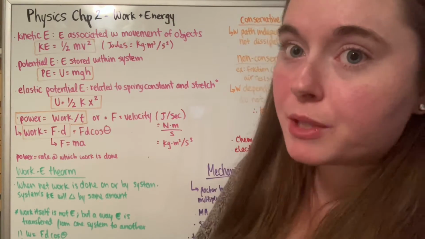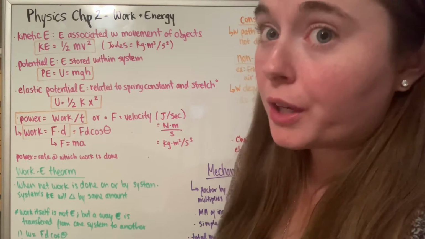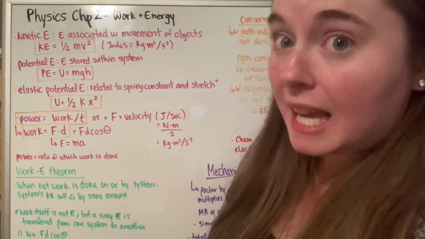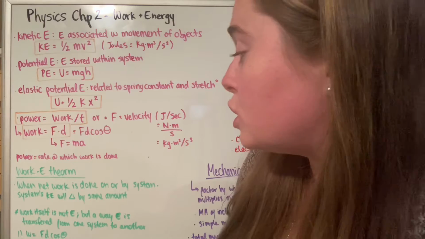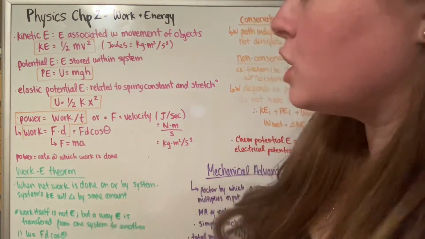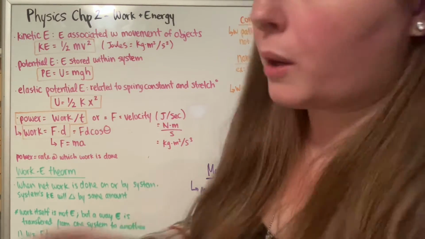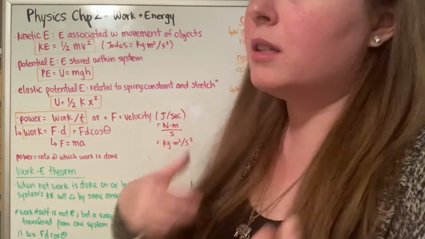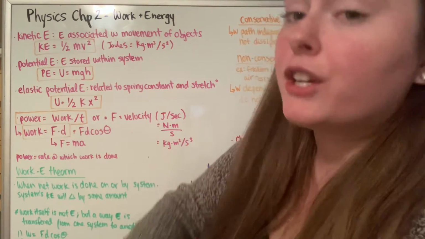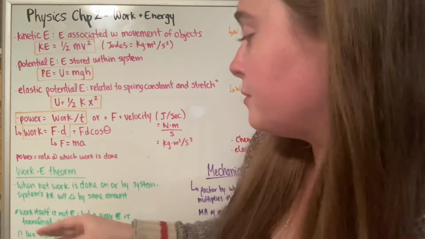So another part of the chapter was the work energy theorem, and that states that when net work is done on or by a system, the system's kinetic energy will change by the same amount of work that was done. So we're looking at the change in kinetic energy here, done on or by a system. So work itself is not energy, but it's the way that energy is transferred from one system to another.